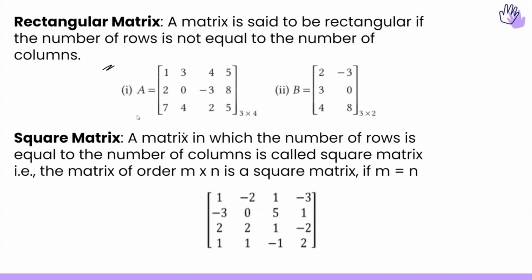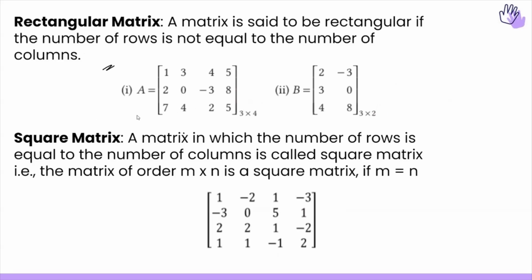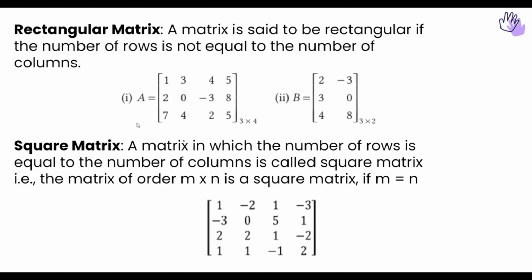Coming to the third one, the rectangular matrix. So what is a rectangular matrix? A matrix is said to be rectangular if the number of rows is not equal to the number of columns. If you take the first example, here we have 3 rows and 4 columns. 3 is not equal to 4, so it is a rectangular matrix. Coming to the second case, we have 3 rows and 2 columns. 3 is not equal to 2, so therefore it is also a rectangular matrix.